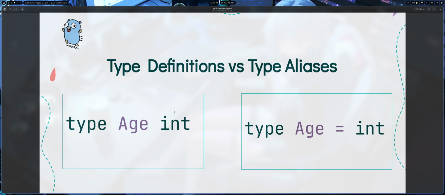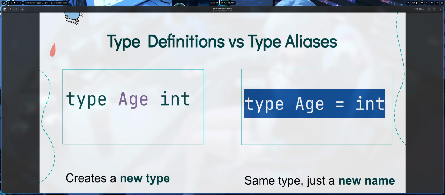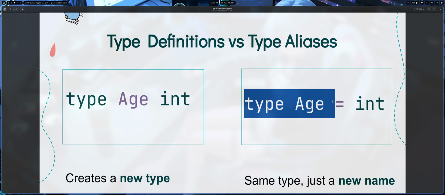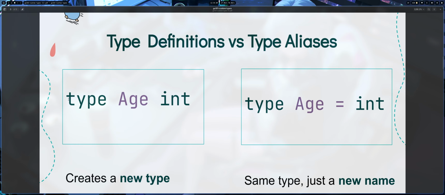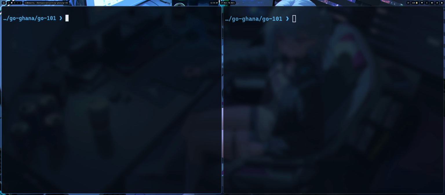Okay, so in order to create a custom type, you use this built-in keyword in Go called type. This construct here is for defining new types. And this, on the other hand, is for giving new names to any type that you create or any primitive type. So this is basically an alias, whereas this is actually creating a new type. So let's try it out in our editor.